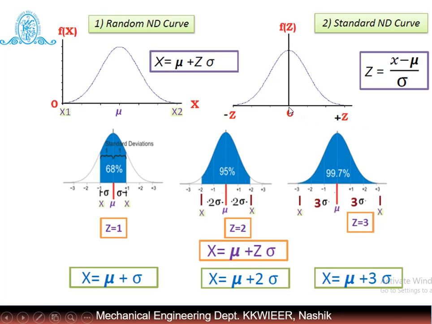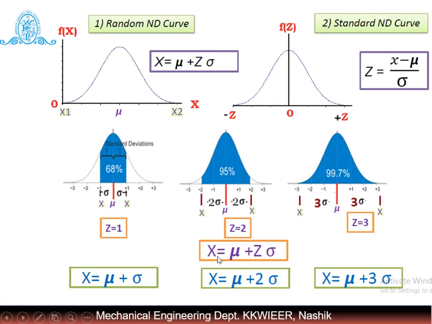It deviates from 0 by plus 1 and minus 1, or 0.5 plus 0.5, so the total is 1. Here z is 1, here z is 2, here z is 3. As we discussed in the earlier slide, standard deviation is 1, 2, 3. So here are the 1 sigma, 2 sigma and 3 sigma, with 68%, 95% and 99.7% of the population covered under the curve.